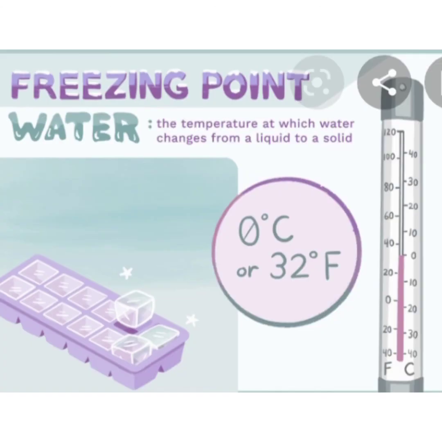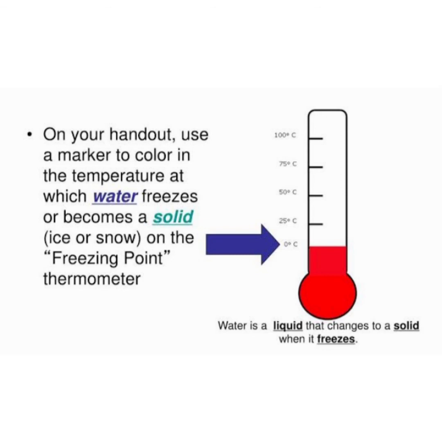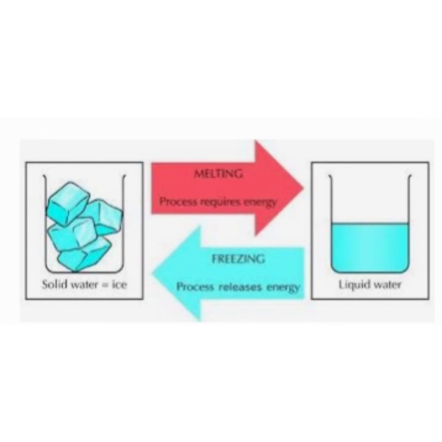Freezing point. The temperature at which a liquid turns into a solid when cooled. The freezing point of water into solid ice happens at 0 degrees centigrade. Is melting point and freezing point the same? The melting point and freezing point of a pure substance are equal, 0 degrees centigrade for water.